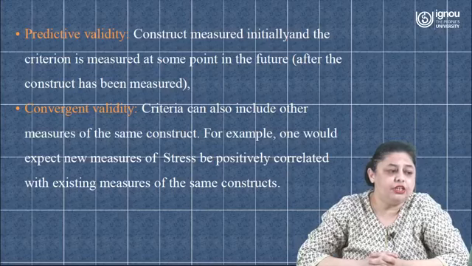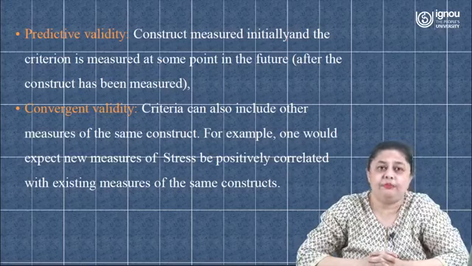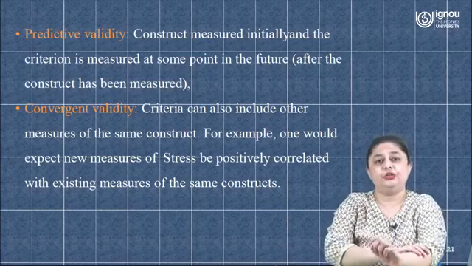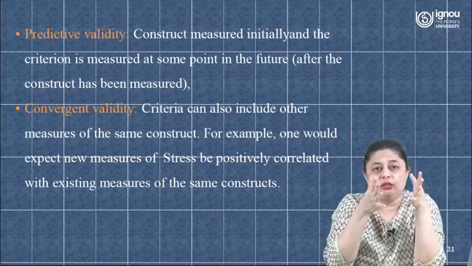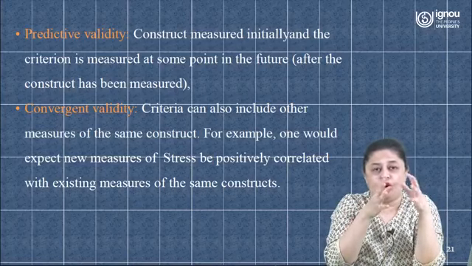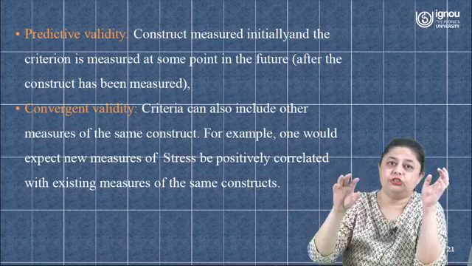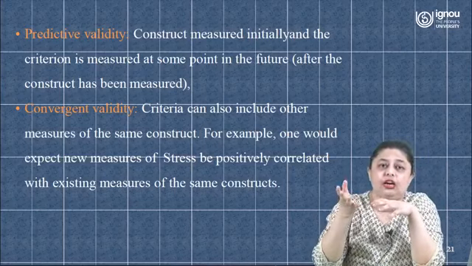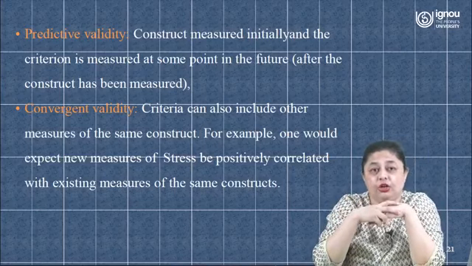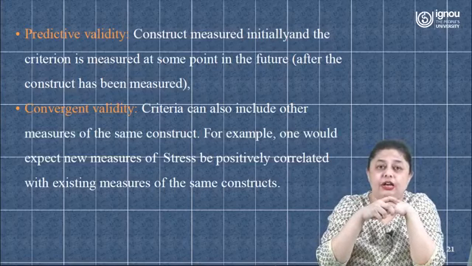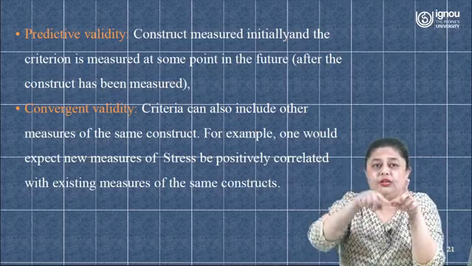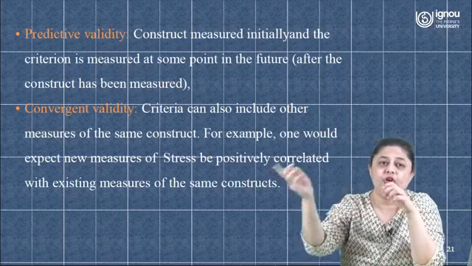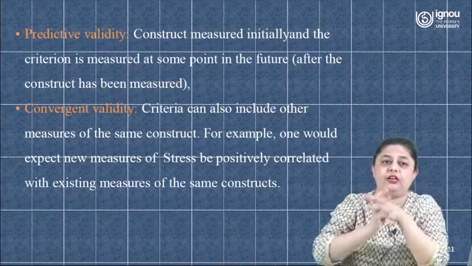That is nothing but the construct measured initially, and the criterion is measured at some point later in time. Again, let us take the leadership example, where you administer the leadership scale on this particular group of people, and then after 6 months you see whether they actually display leadership skills or not, or you measure their actual leadership behavior. So this is predictive, because this is done later on. That is the reason why you say that this is predictive validity.